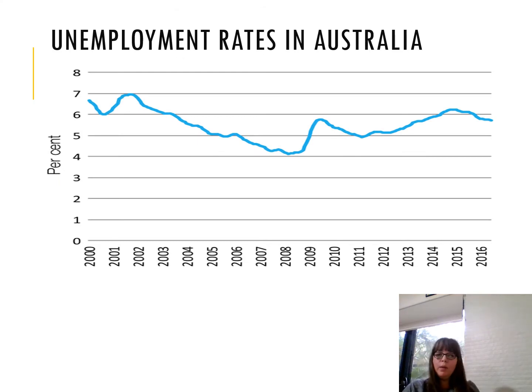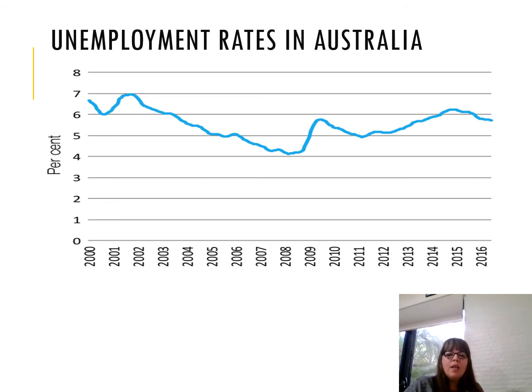Okay, so here we're looking at unemployment rates in Australia. When we talk about unemployment rates, we look at the population of Australia and we work out who in the entire population is able to work. Now, not everybody who is able to work is obviously working. So those people that are able to work, who are not working, are the people that we count towards unemployment figures.